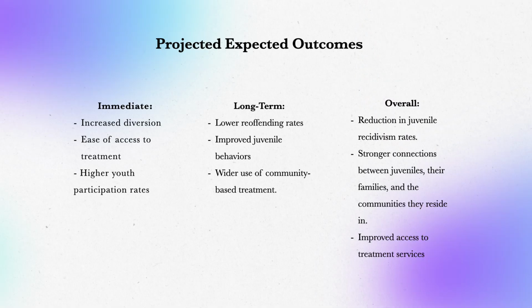Projected expected outcomes. The immediate outcomes we would expect to see are increased diversion from detention, increased ease of access to treatment, and higher youth participation rates in community-based programs. In the long term, we would expect to see lower reoffending rates, improved behavior for juveniles who complete the program, and a wider employment of more cost-effective justice programs such as community treatment. Overall, we would hope to see a reduction in juvenile recidivism rates, stronger connections between juveniles, their families, and the communities they reside in, and improved access to treatment services.